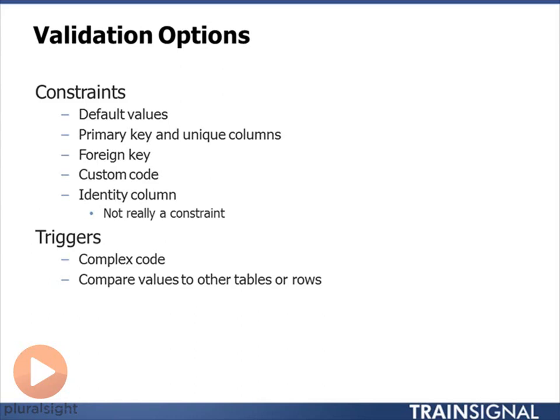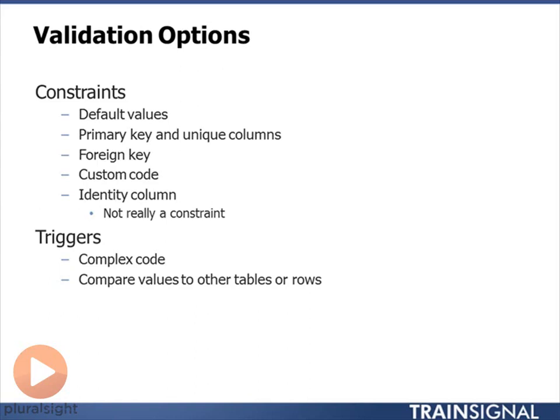We can have foreign key constraints, which will point to another column somewhere else. Could be inside the same table, could be inside of a different table. We can have our own custom code where we maybe ensure that one value is less than or greater than another value. And we can also have an identity column. Now, an identity column isn't technically a constraint, but I'm going to include it in this lesson just because it sort of fits with everything else that we'll be doing. An identity column, as we're going to see, is an auto count.